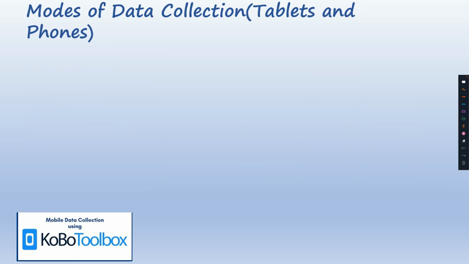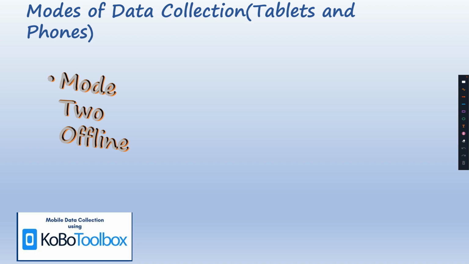The second mode is offline data collection. In this mode, forms are downloaded into the Kobo Collect app, as we discussed earlier, all right, on an Android device, allowing data collection without any internet access. But with the first mode, which is the online, you're gonna need internet throughout.